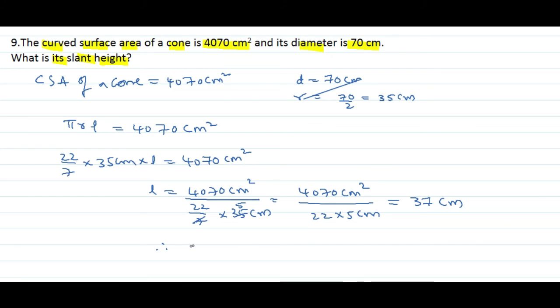Therefore, slant height is equal to 37 centimeter.